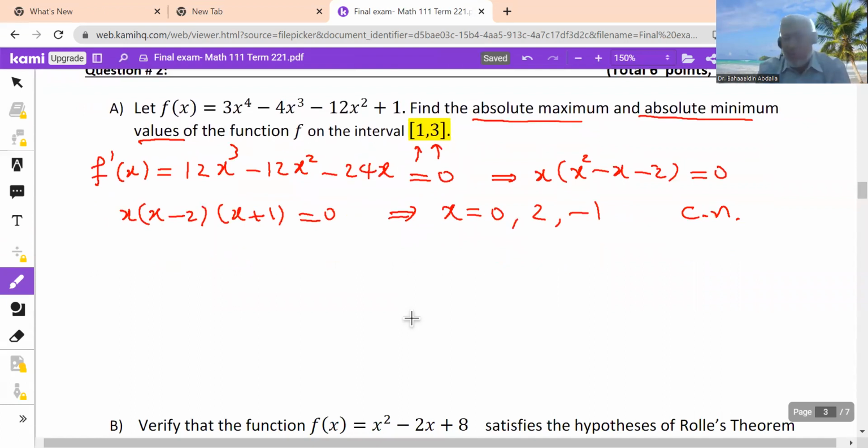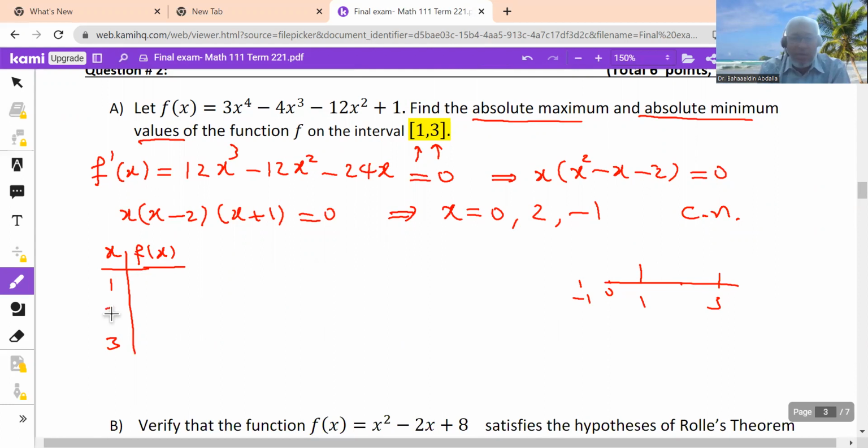But we have to consider the critical numbers inside this interval. Now, to find the absolute maximum and the absolute minimum, we put the x values at which we expect there is an absolute maximum or absolute minimum. What are the x values? The endpoints of the interval are important, 1 and 3, and any critical number inside this interval. 0 is not inside 1 to 3, because this is 1 here, outside. Negative 1 is also outside. 2 is inside this interval, so we take it. So we deal only with 1, 2, and 3. There are 3 critical numbers, but we choose only 2 because it is the only critical number inside this interval.